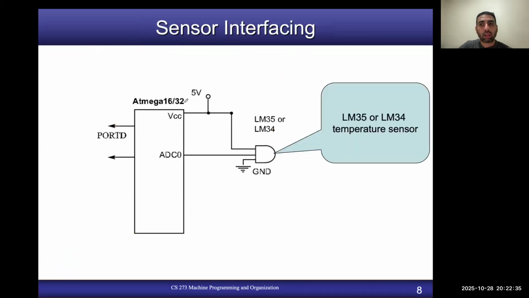Okay, let's go ahead. This is just a diagram to show how you can interface a temperature sensor with your microcontroller. So you have LM35 or LM34, both of them are three-leg devices. It is simply an IC. As I said, one of the outer legs is ground, the other outer leg is VCC, and the middle leg you connect with any one of the analog inputs of the microcontroller, for example, ADC0.